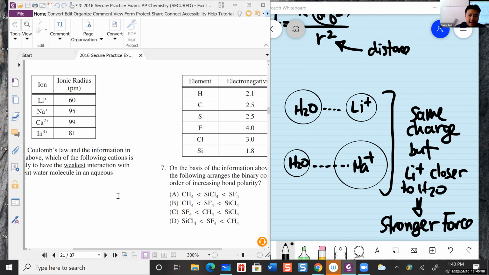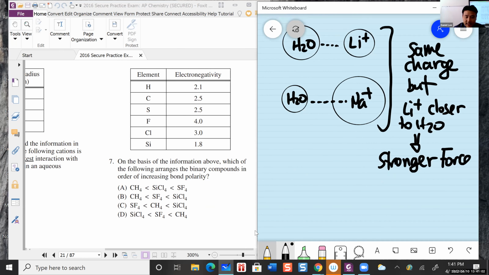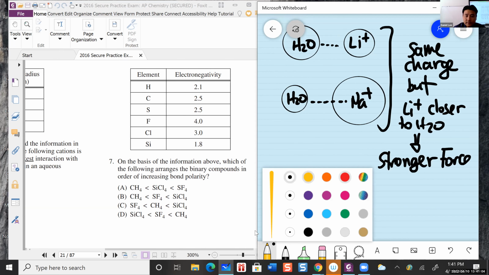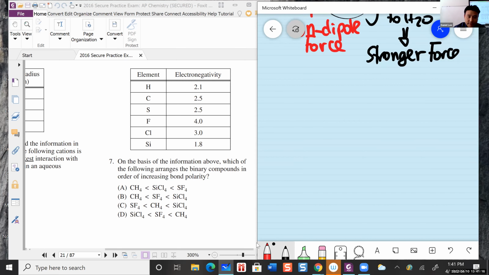Okay, so this intermolecular force, don't forget, this intermolecular force is called ion dipole. It's between the ion and the polar molecule. So ion dipole force is stronger than hydrogen bonding, yeah? Okay. If they don't give you other additional information.